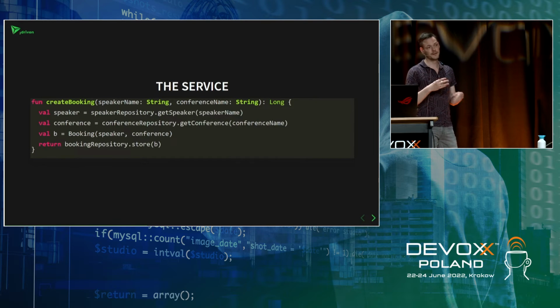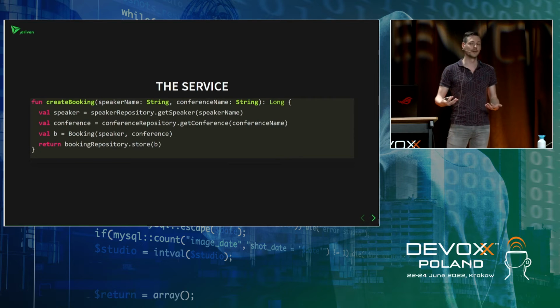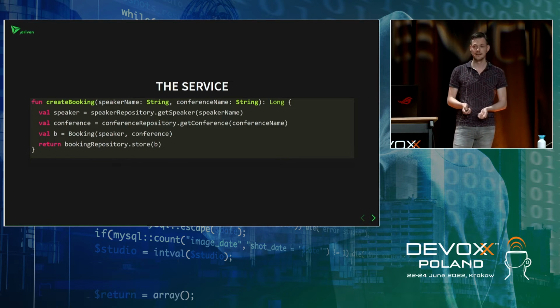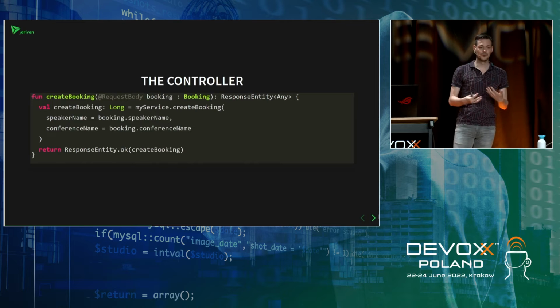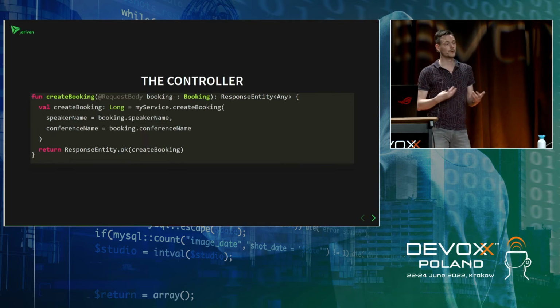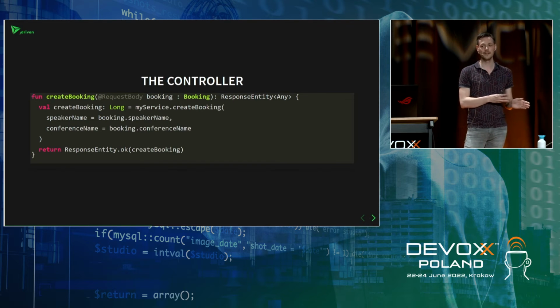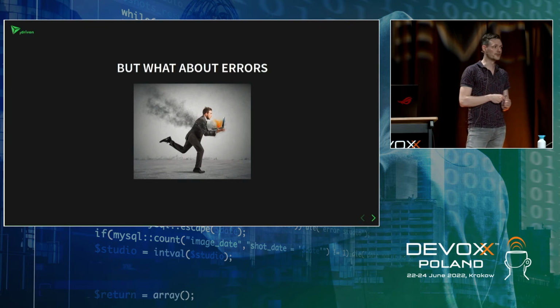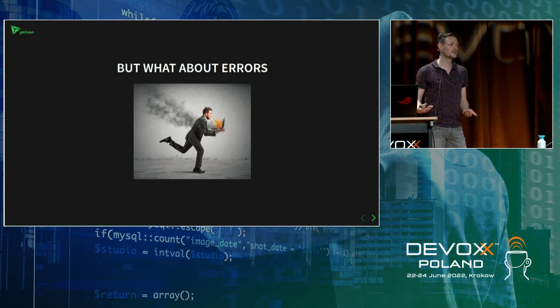So our service will probably look something like this, where we get the speaker, we get the conference, we create a booking, and we store the booking. And our controller might look something like this, where we call the service to create a booking, and just return a HTTP 200. Can anyone see what might be wrong with this code? What about errors? What if the database connection failed? What if a speaker couldn't be found? What if a conference couldn't be found? We didn't deal with those yet.